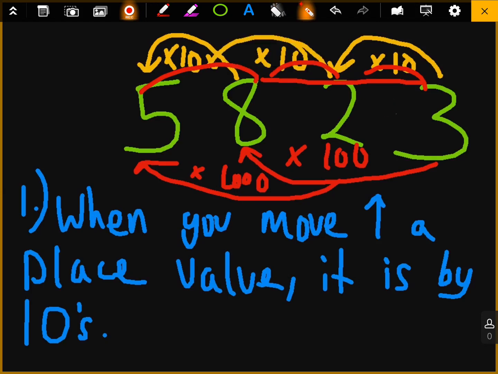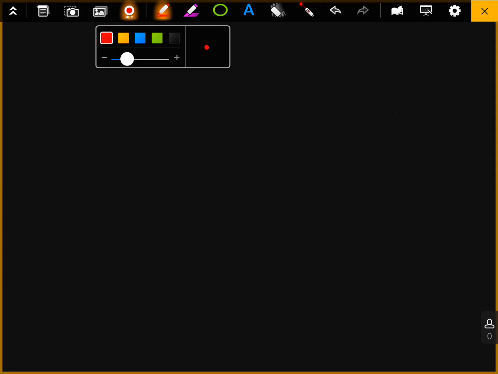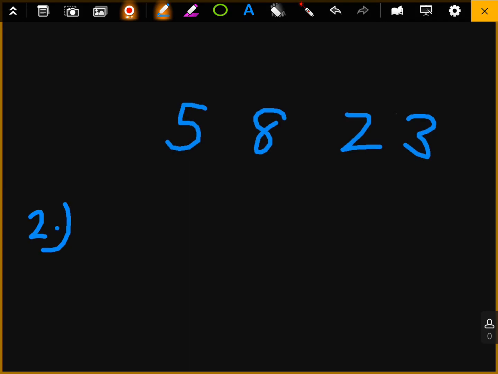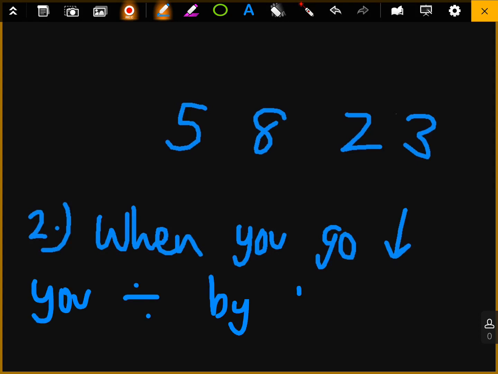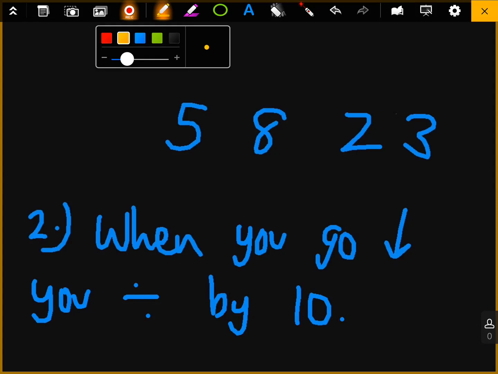Furthermore, I want to go ahead and have the second rule. Make sure you pause that if you don't have that, okay? But let's have that number one more time: 5,823. Okay? And the second rule, which you need to make sure you write down, is when you go down a place value, you divide by 10. So when you go up, you multiply. When you go down, you divide. Pretty straightforward, but let me show you what I mean by that.